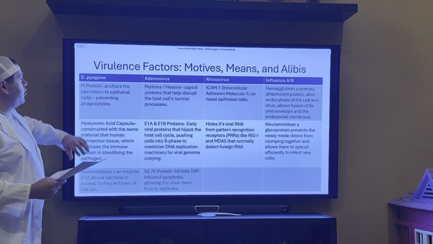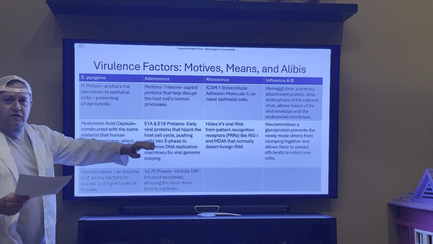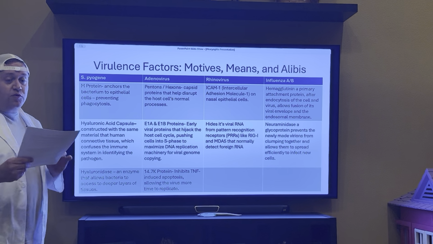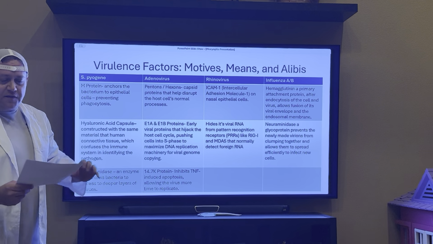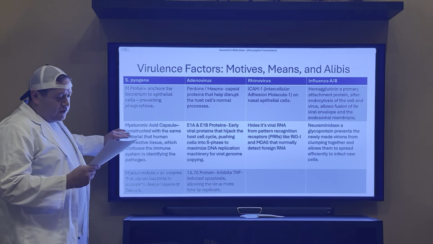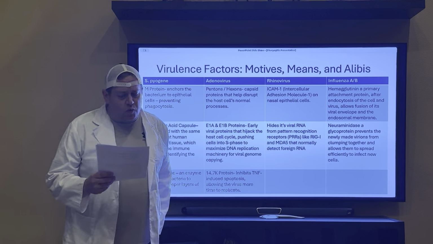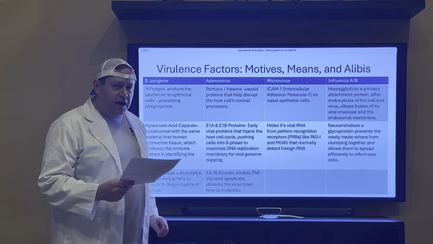One of these is the M protein, which anchors to the epithelial cells and prevents phagocytosis. One of the most powerful ways that it is able to stay prevalent inside of a human. Hyaluronic acid capsules are constructed with the same exact connective tissue, so it can move through your connective tissue way easier and avoid being identified easier.